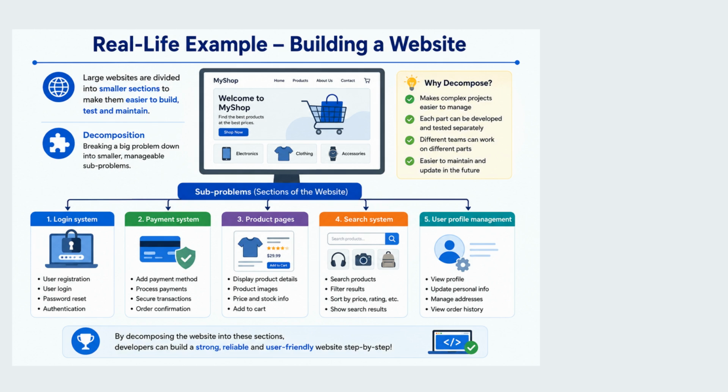Large websites are also divided into smaller sections. For example, a website may contain a login system, payment system, product pages, and search features. Different developers can work on different modules. This improves teamwork and speeds up development. Decomposition helps large systems become easier to build and maintain.